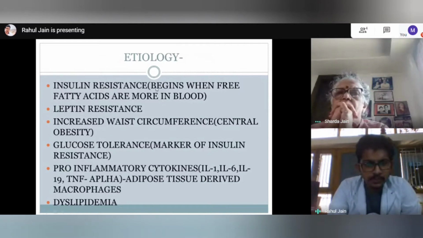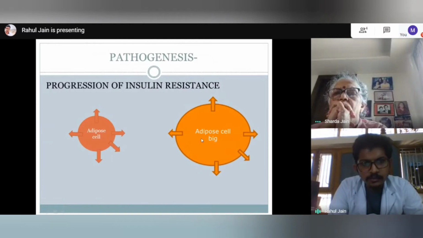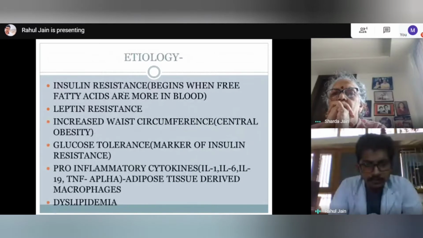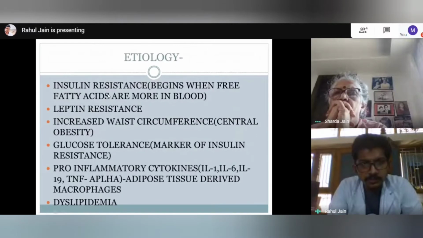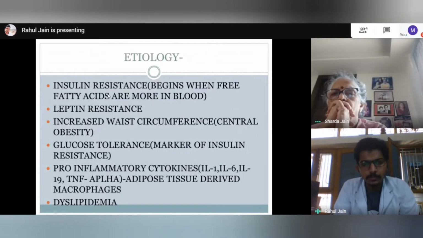Because obese individuals have central obesity. Coming on to this photo again, with central obesity the adipose cells become big and will cause insulin resistance. So the first thing which always happens in metabolic syndrome is insulin resistance, and it begins when free fatty acids are more in the blood. When the patient becomes obese, the adipose cells become more in number and size, and it's the size which increases more, and they will keep releasing more free fatty acids into the blood. How it causes insulin resistance, we will discuss in the mechanism, but for now, insulin resistance.